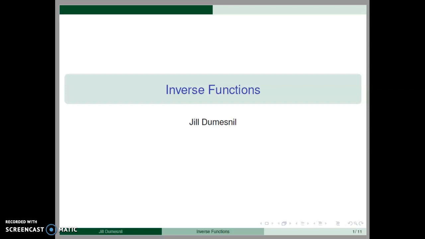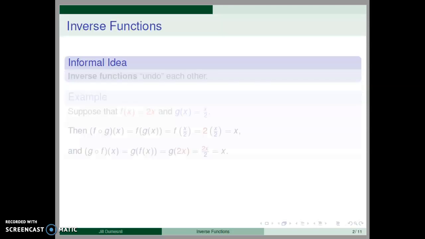In this video, we introduce the concept of inverse functions, their properties, their notation, and when they exist. The next video will discuss how to find them when they exist. Let's start with an informal idea of inverse functions. Essentially, inverse functions undo each other.